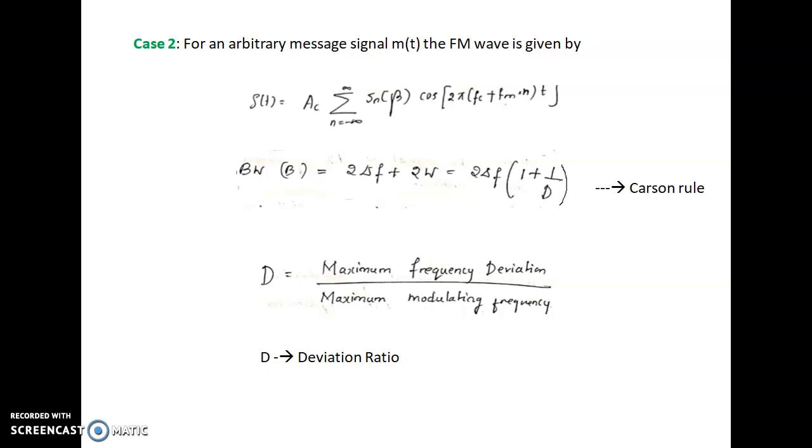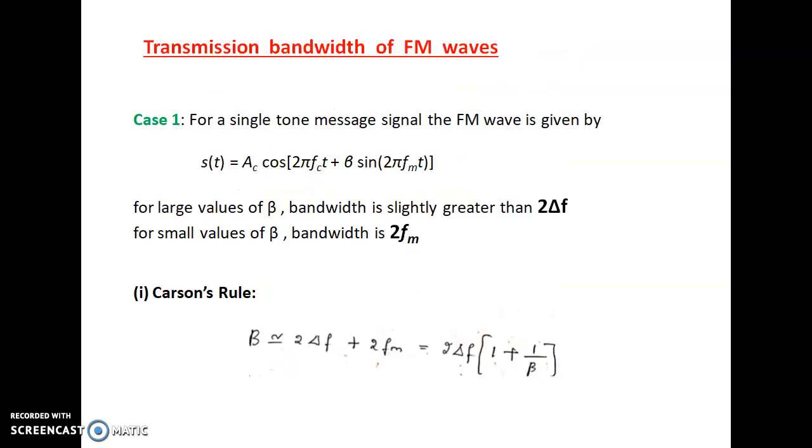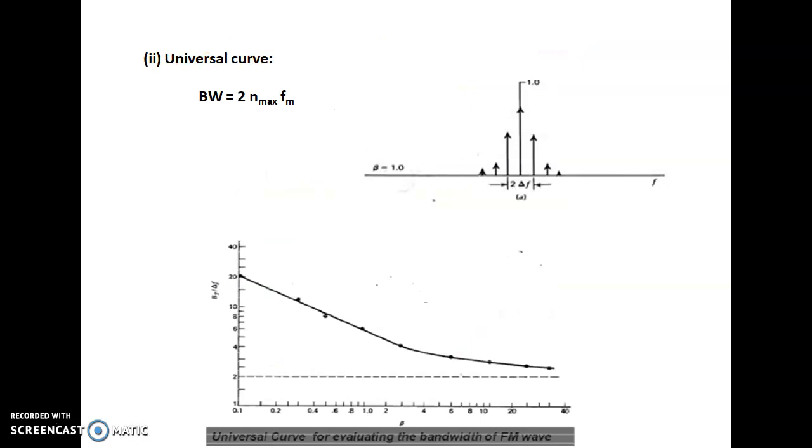Okay, but here when you consider the message signal as an arbitrary message signal m(t), then we call this the deviation ratio. The deviation ratio is the ratio of maximum frequency deviation to the maximum modulating frequency. Okay, so this is nothing but your D. So this completes the transmission bandwidth of FM waves.